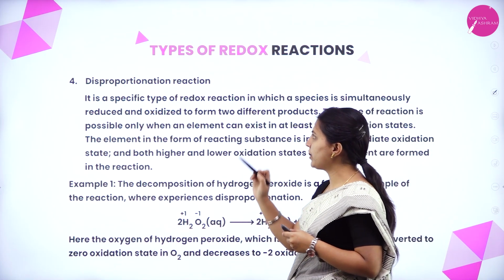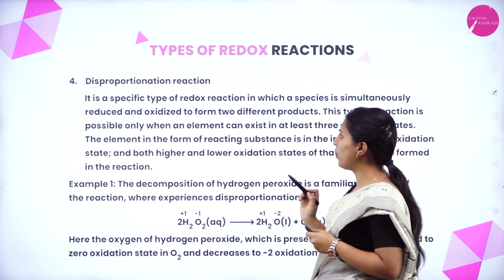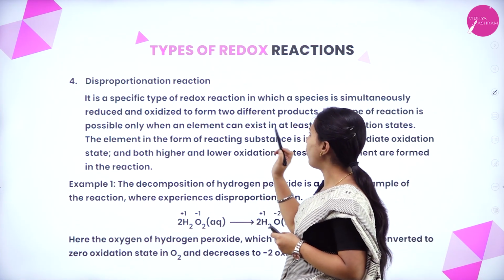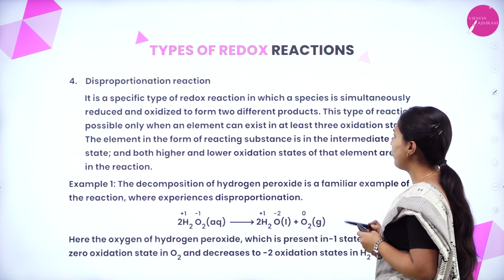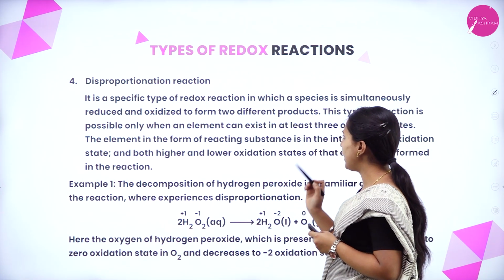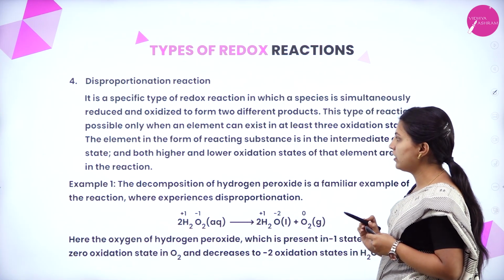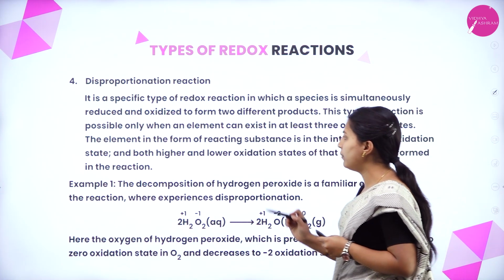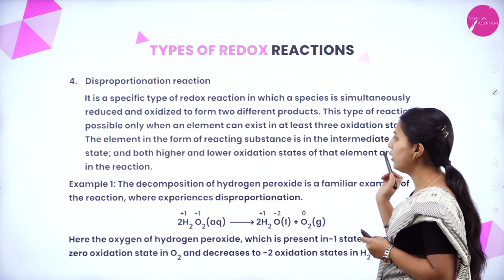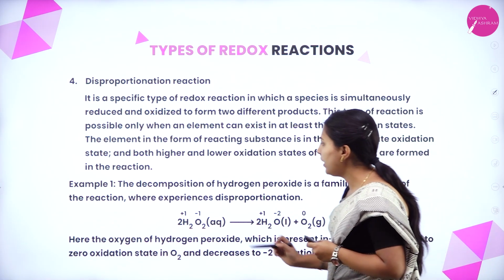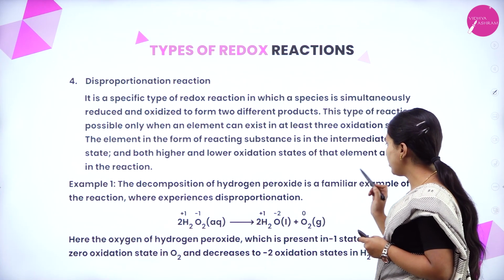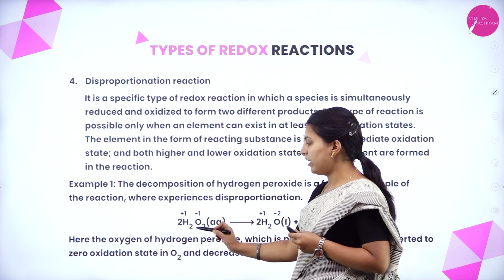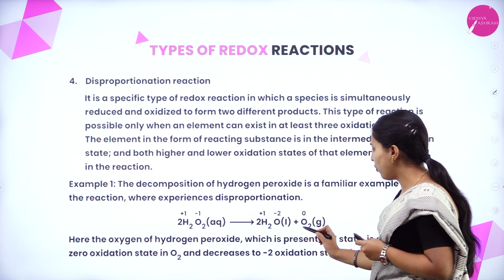Next, disproportionation reaction. It is a specific type of redox reaction in which a species is simultaneously reduced and oxidized to form two different products. This type of reaction is possible only when an element can exist in at least three oxidation states. The element in the reacting substance is in the intermediate oxidation state, and both higher and lower states of that element are formed in the reaction. Example: the decomposition of hydrogen peroxide is a familiar example of disproportionation. Here H2O2 will form H2O plus O2.